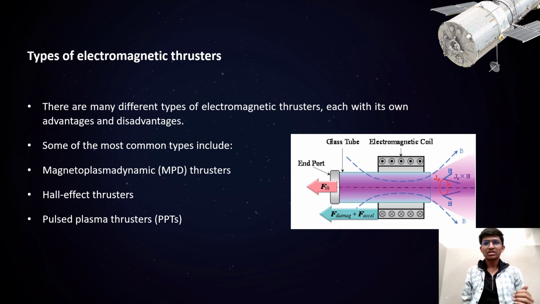Pulsed plasma thrusters (PPTs). PPTs operate in short bursts and produce a very high thrust level. They are simple and reliable, but they are not as efficient as other types of electromagnetic thrusters.